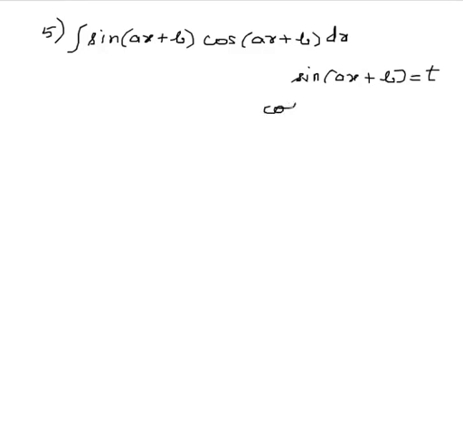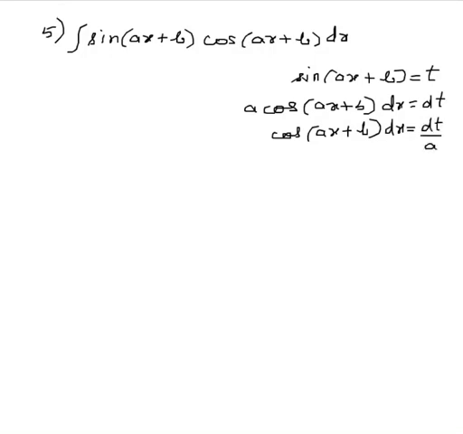Differentiate both sides. Differential of sine is cos of ax plus b into differential of ax plus b is a, chain rule, into dx is equal to dt. Cos of ax plus b dx is dt divided by a. Therefore, the given integral becomes dt divided by a.